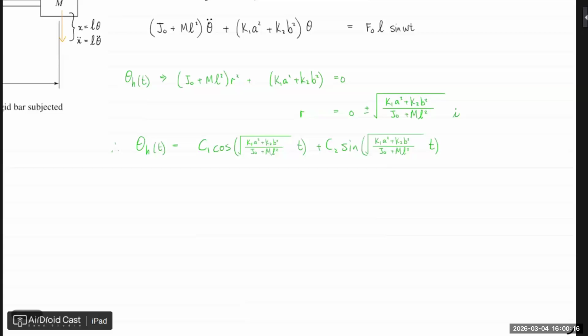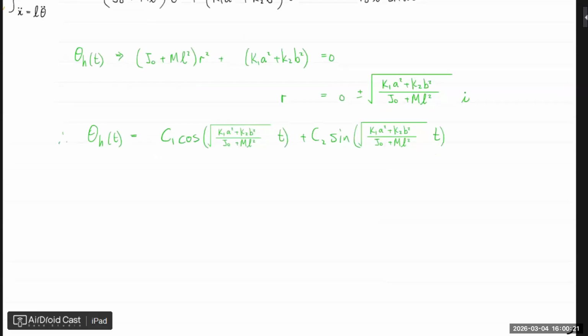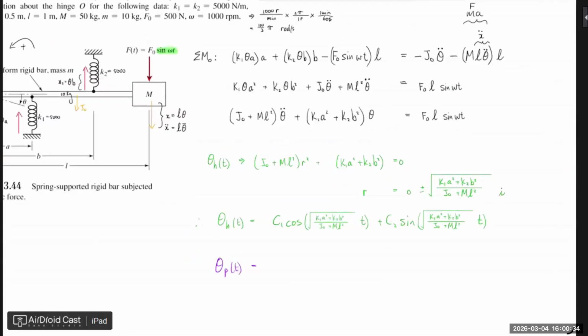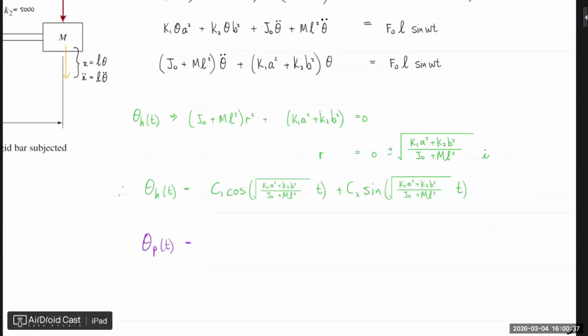So to find the steady state part, we need to get theta, let's say theta P. And what is the guess that we should make? Must be sin or sine, right? But I'm not going to make use of x now. I'm just going to make use of another phi, some phi like theta, but it's a big theta. And sin of omega t.